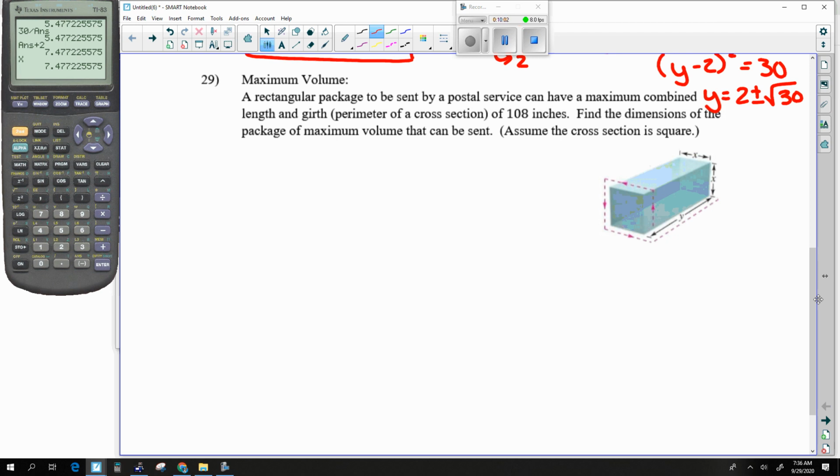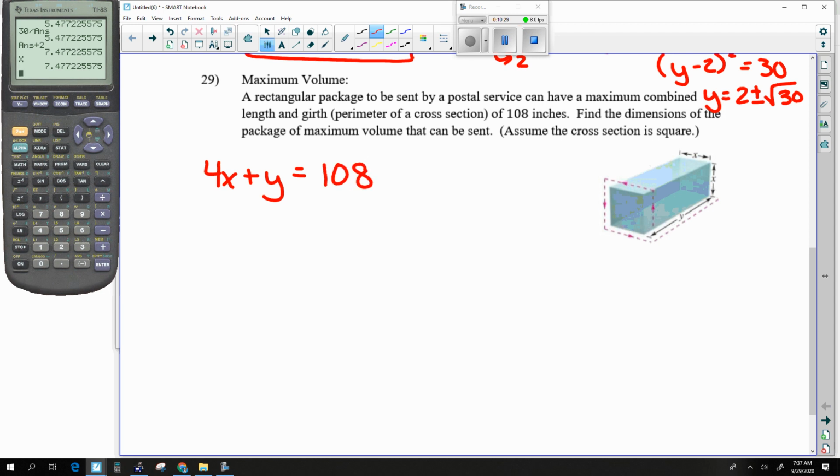Combined length and girth, so perimeter. In this case, we're assuming that it has a square bottom. So that would be 4x, and the length, which is y.